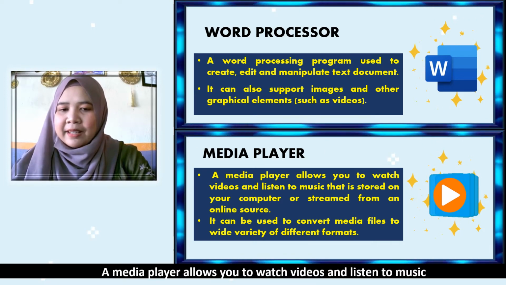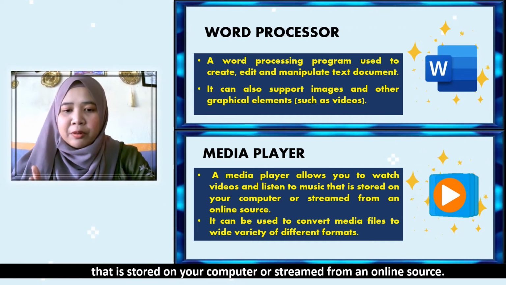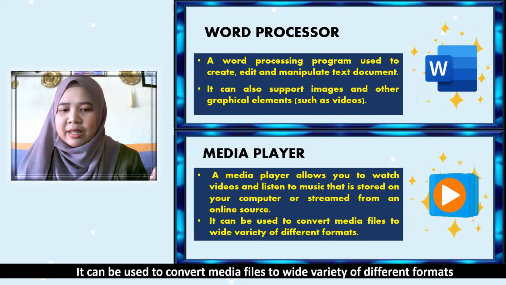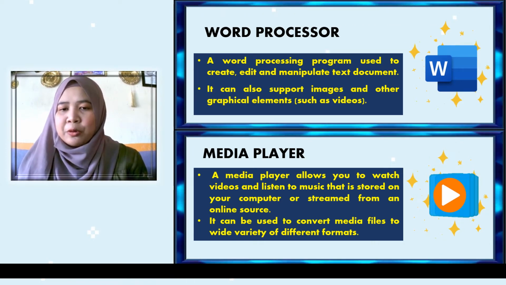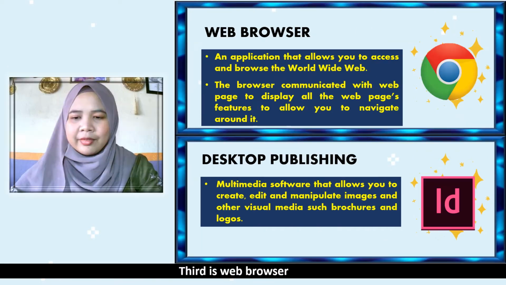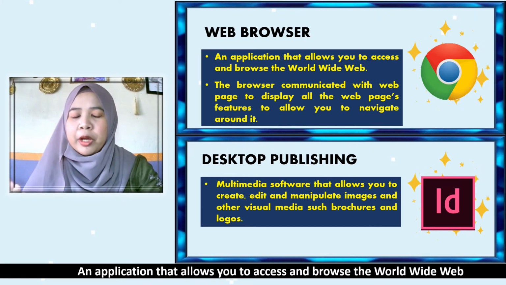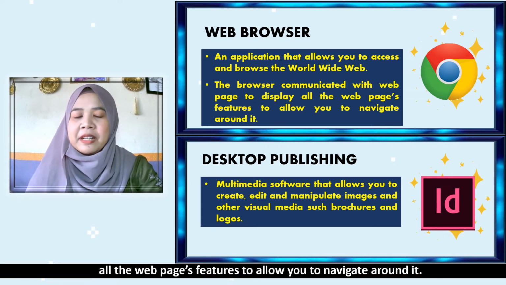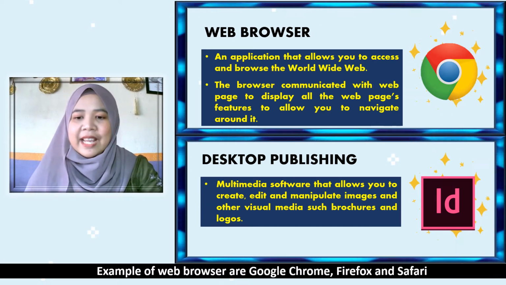Second is the media player. A media player allows you to watch videos and listen to music that is stored on your computer or streamed from an online source. It can be used to convert media files to a wide variety of different formats. Examples of media players are VLC media player or Windows Media Player. Third is web browser, an application that allows you to access and browse the World Wide Web. The browser communicates with web pages to display all the web page features and allow you to navigate around it. For example, web browsers are Google Chrome, Firefox, and Safari.